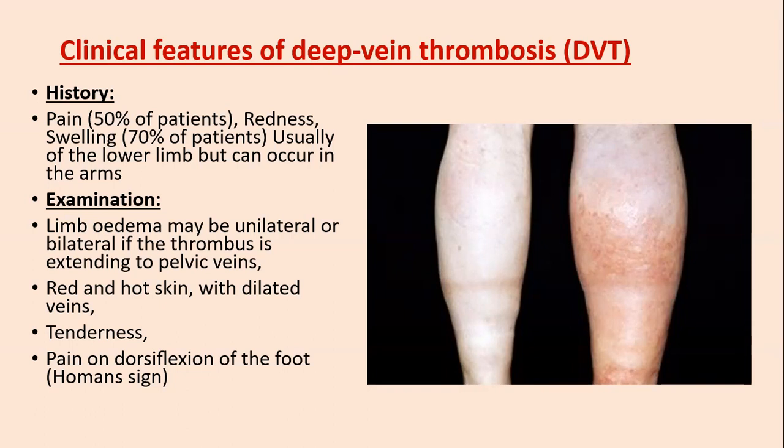On examination, there is limb edema, which may be unilateral or sometimes bilateral. If the thrombus is extending to the pelvic veins, the limb may be red and hot with obviously dilated veins. There will be tenderness and pain on dorsiflexion of the foot, which is called Homan's sign. This is an important sign which you have to demonstrate during the examination. That is, on dorsiflexion, the patient feels pain.